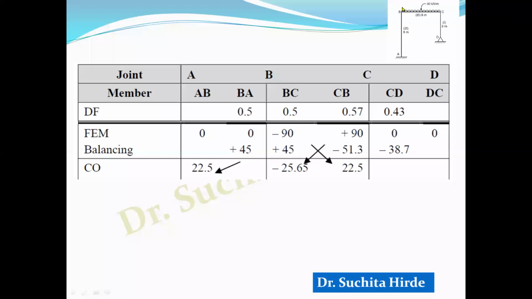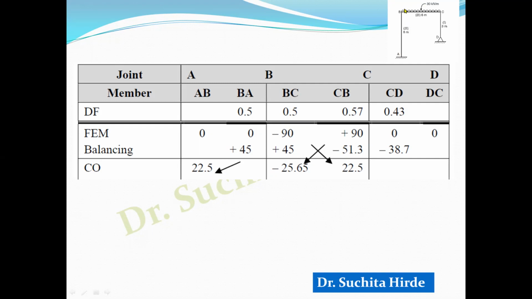Now we have distributed moment at joint B. So here moment BA is developed and moment BC is developed because of balancing. So for BA, AB is the far end. If the far end is fixed, then we have to take the carryover. So from BA to AB, there will be a carryover, which is half of this moment, and it is with the same sign. So if it is 45, it is plus 22.5. So there will be carryover from BA to AB.